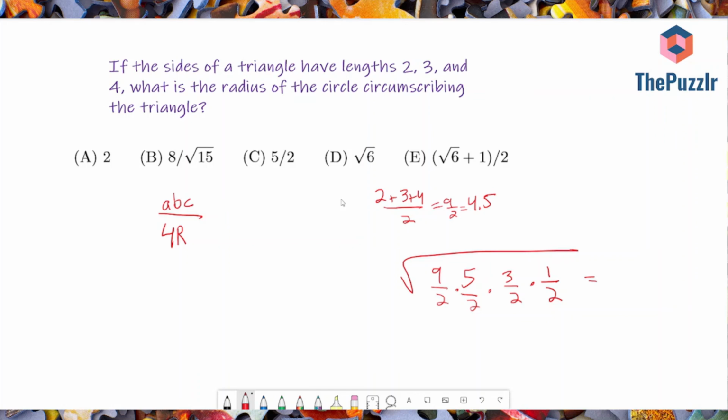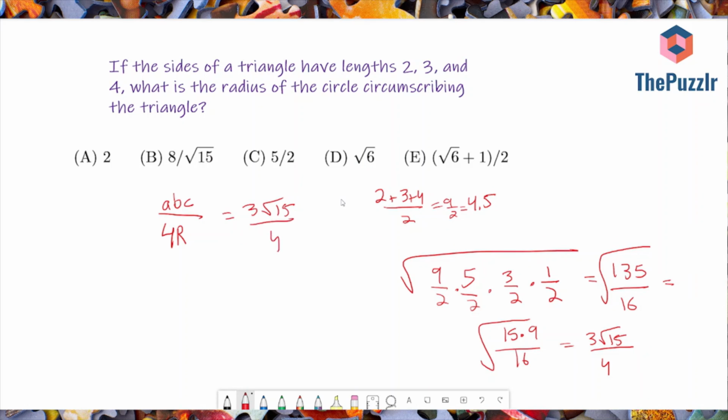This gives us 45 times 3, or 135 over 16. And we're taking the square root of this. Okay, so the top is equal to 15 times 9, and then over 16. And the square root of this is just 3 root 15 over 4. Okay, so the area of the triangle is equal to 3 root 15 over 4.